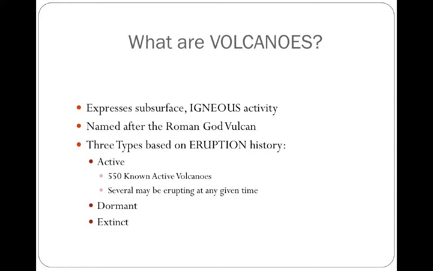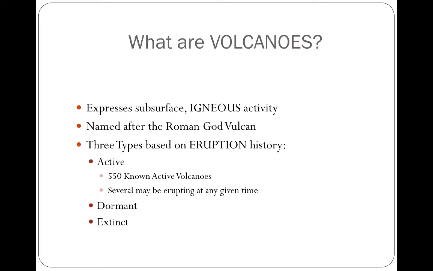In essence, what is a volcano? Well, quite simply put, volcanoes are the activity of the molten material that is under the Earth's crust being expressed above ground. Volcanoes are named after the Roman god Vulcan, who was the blacksmith of the gods, and so that harkens back to that whole molten material working with super hot materials.